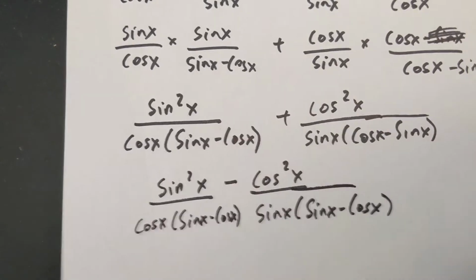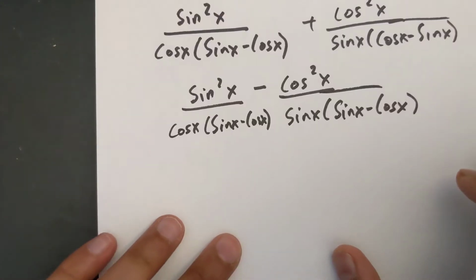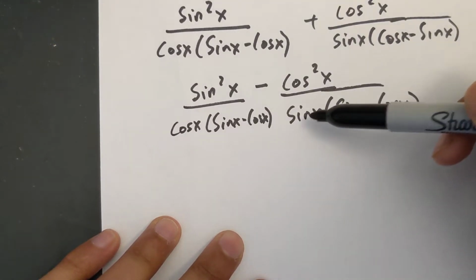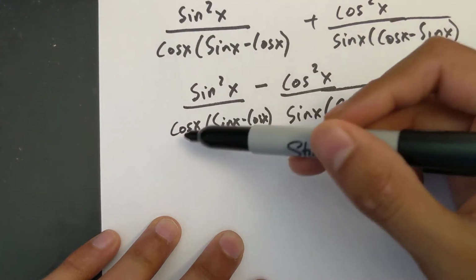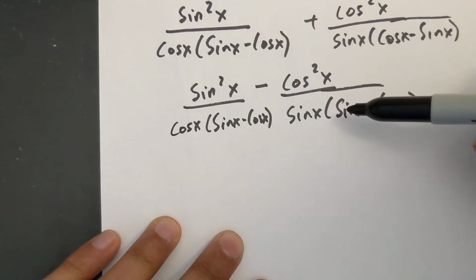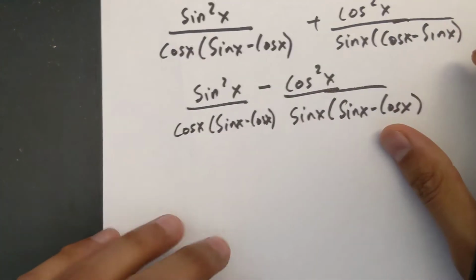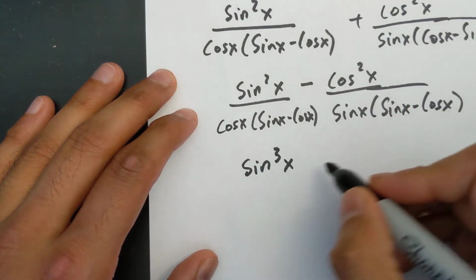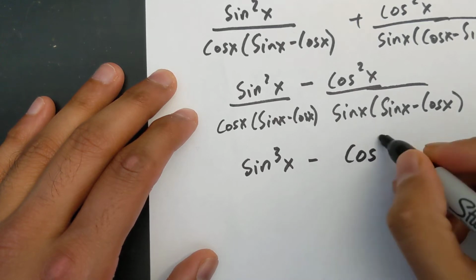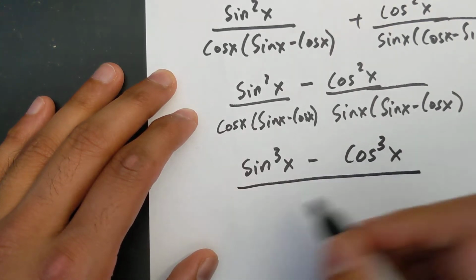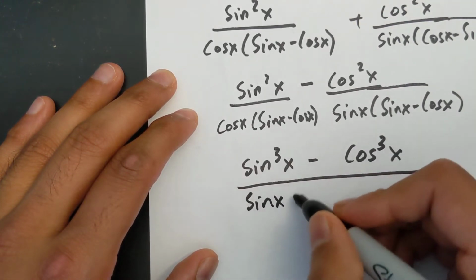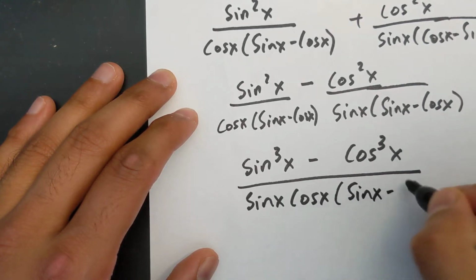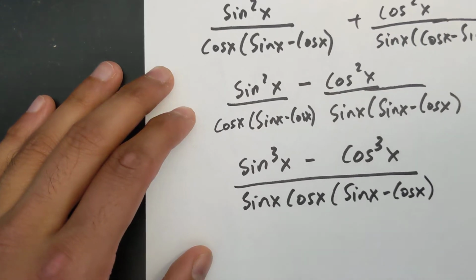Okay, and now we just do a common denominator. These two are the same, which means I have to multiply sine x on the top and bottom here and cos x on the top and bottom over here. So I'm going to get sine cube x minus cos cube x, and now I have a common denominator of sine x, cos x, sine x minus cos x.